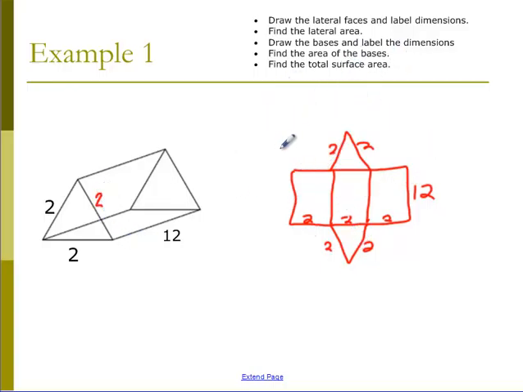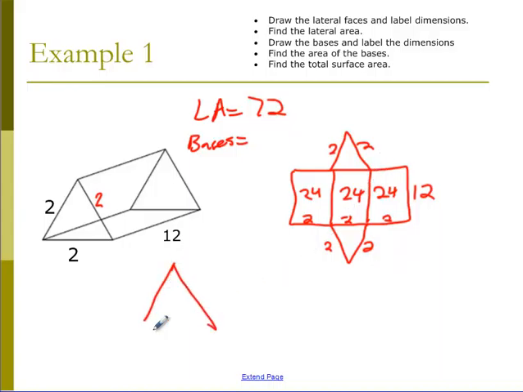I want to find the lateral area, and the lateral area is the area of the lateral faces. Well, 2 times 12 is 24, 24, and 24. So the lateral area is 72. Now the bases have an area, and it's 2 times one of these triangles.